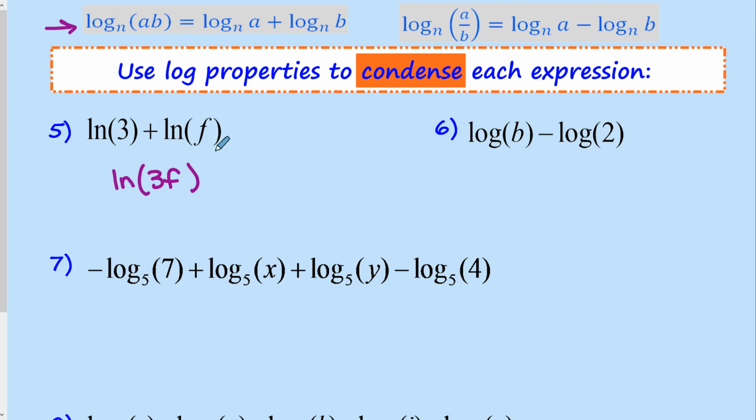And then number 6, we have a log minus a log, same base, both base 10, common log. So this is going to be using the quotient property, and we're going to change it into the log of the quotient, b over 2.